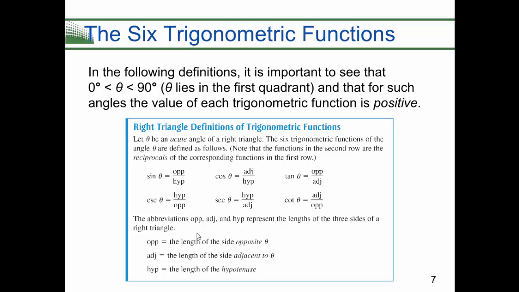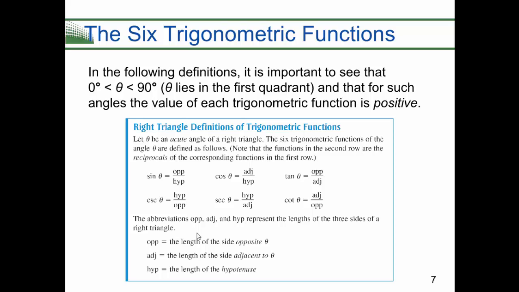The right triangle definition of trigonometric functions. If theta is an acute angle of a right triangle, then the 6 trigonometric functions of the angle theta are defined as follows. Note that the functions in the second row are the reciprocals of the corresponding functions in the first row. A lot of times when I'm working on problems like this, I'll do sine, cosine, and tangent, our basic ones, and then I'll find the other 3 by flipping the sine, cosine, and tangent ratio.